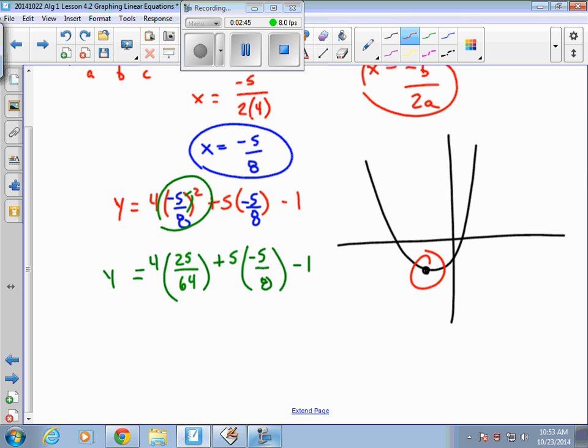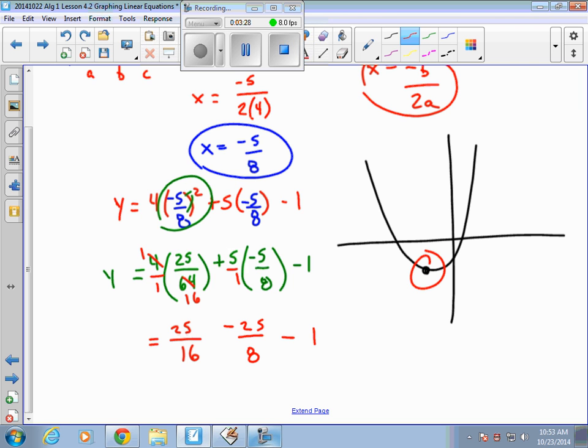So go ahead and do your multiplication. Both of these are over 1. The number 4 is going to go into 64. 4 goes into 6 once, and there's 24 left over. So 4 goes into 24 6 times. So if you multiply straight across, 1 times 25 is 25, and 1 times 16 is 16, multiplying those fractions. We cannot cross cancel the next set. We just multiply straight across. 5 times negative 5 is negative 25, and 1 times 8 is 8. Bring the rest of it down, minus 1.